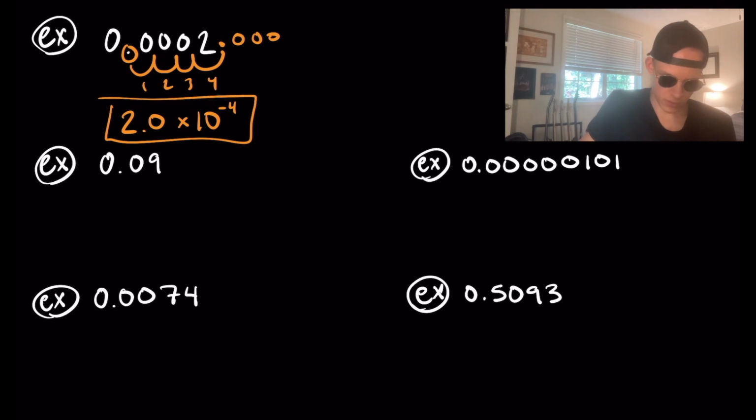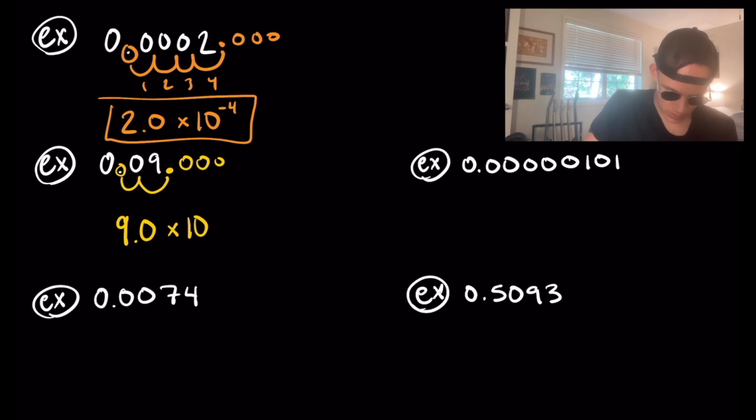All right, 0.09. So again, here's my decimal. I'll move it to the right until I pass the 9. So 1, 2. Decimal goes here. I can put some zeros out here if I want. And scientific notation will be 9.0 times 10 to the, we moved it 2 places to the right, so it'll be to the negative 2nd power.